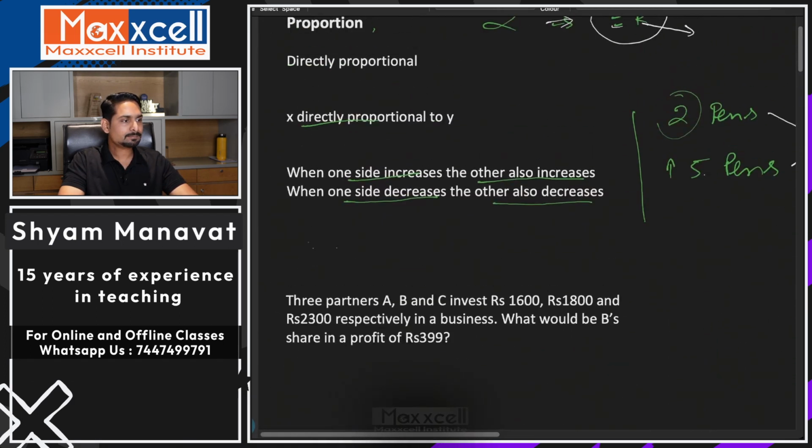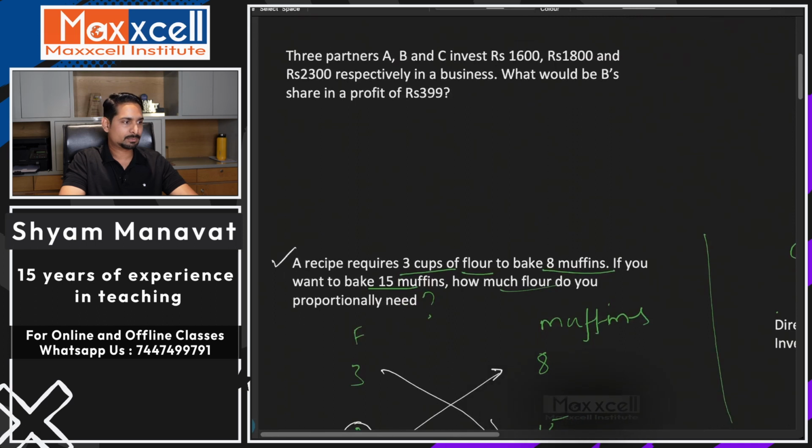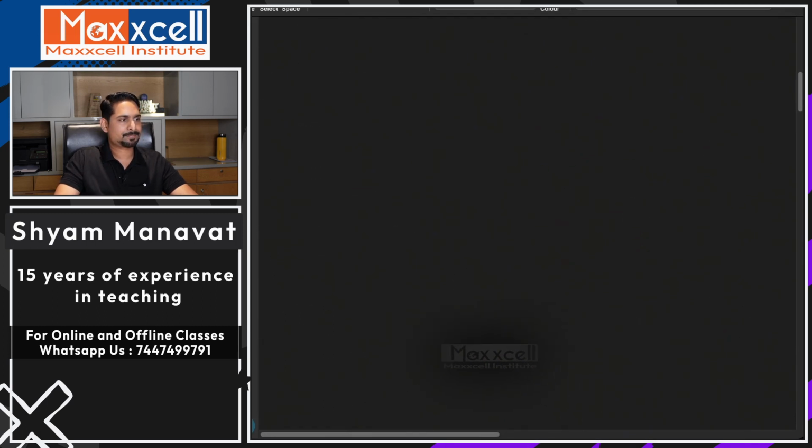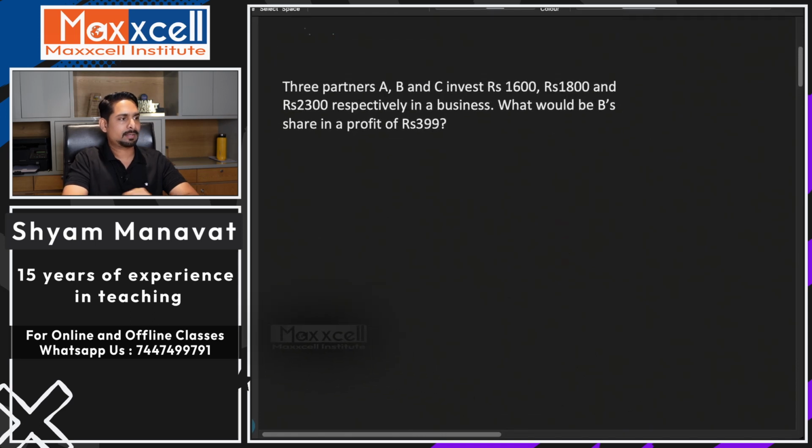Okay, so I hope this question is clear. Now let me jump to the first question. Okay, so this says three partners A, B, C invest 1600, 1800 and 2300 respectively in a business. What would be B's share in a profit of 399?